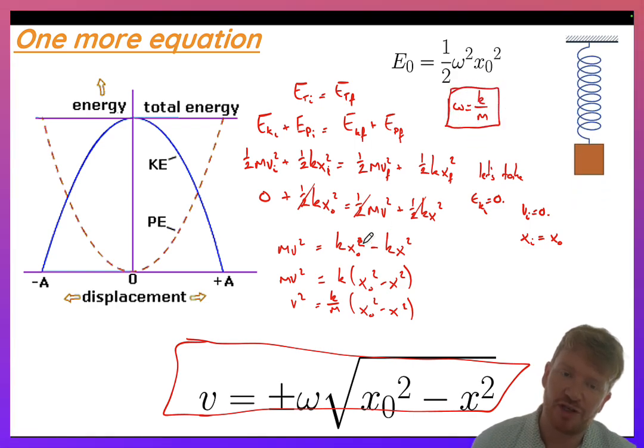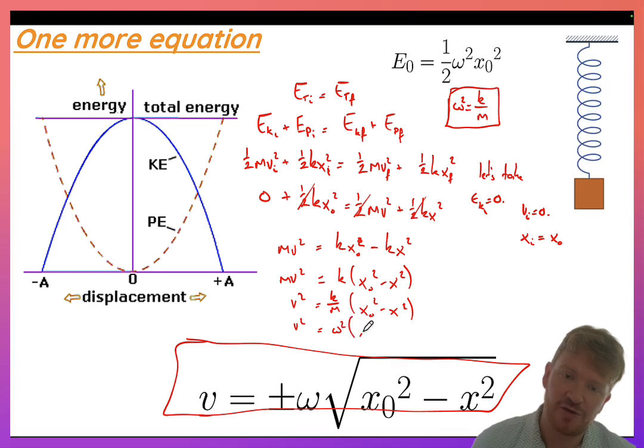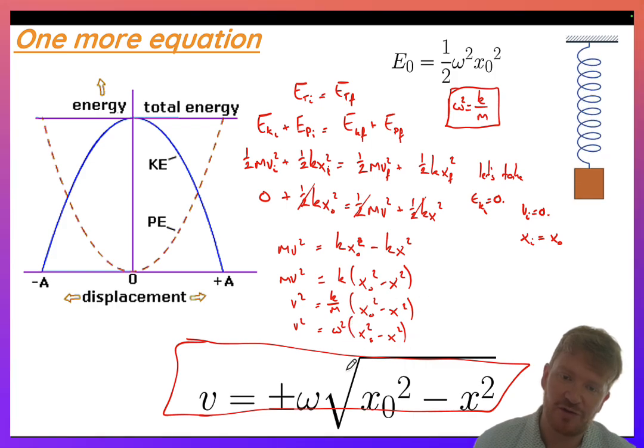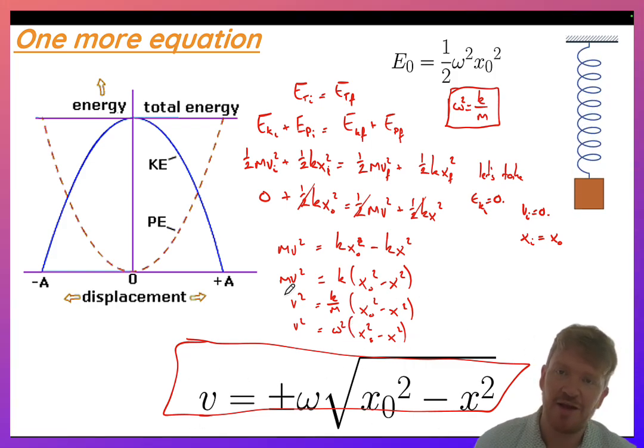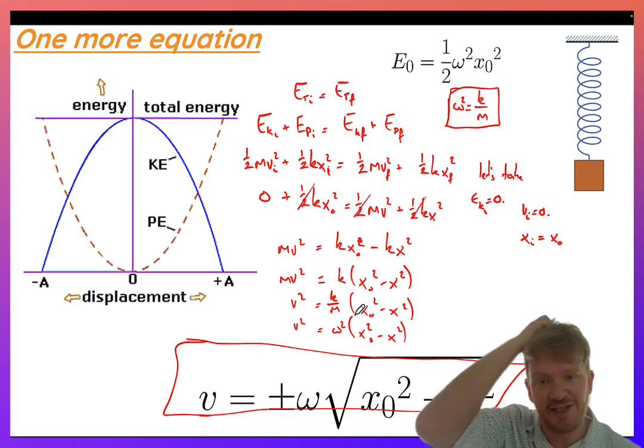You can go back and rewatch that if you don't believe me, but we definitely did it. Omega squared is k over m. So I can say v squared is omega squared lots of x naught squared take away x squared. If I square root both sides, then the square disappears from that term and I get square root of this term. And hey presto, there is my final equation that I need to know today.